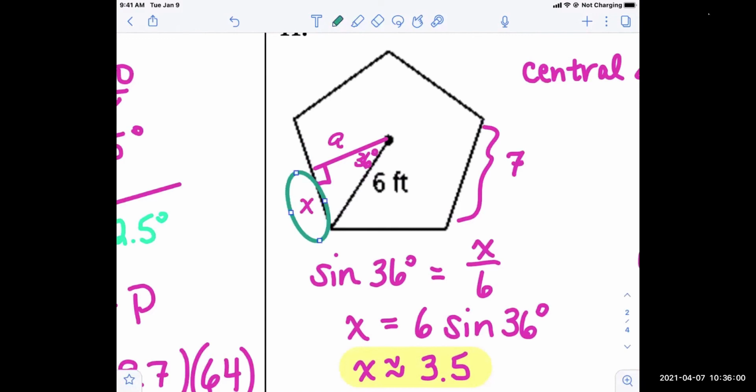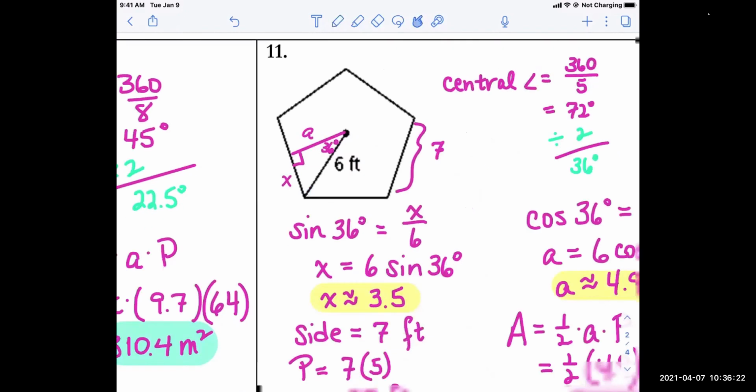Just make sure that you're careful so you don't confuse yourself on what you're finding. So a common mistake is to forget to multiply that by 2. If you multiply 3.5 by 5, it's going to be wrong. If you multiply 3.5 by 10, that's okay. Just be careful that you're paying attention to what you're finding as you're working through the problem.